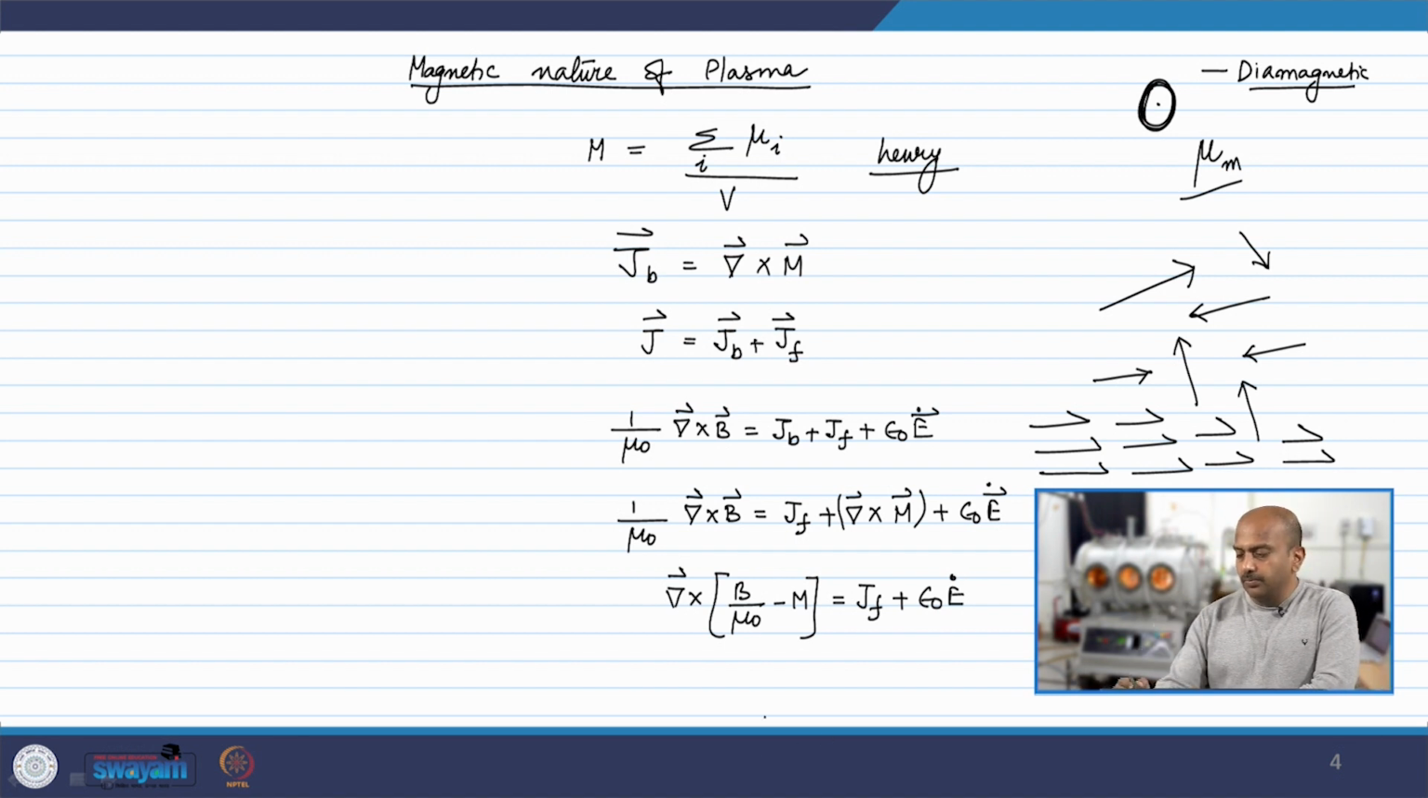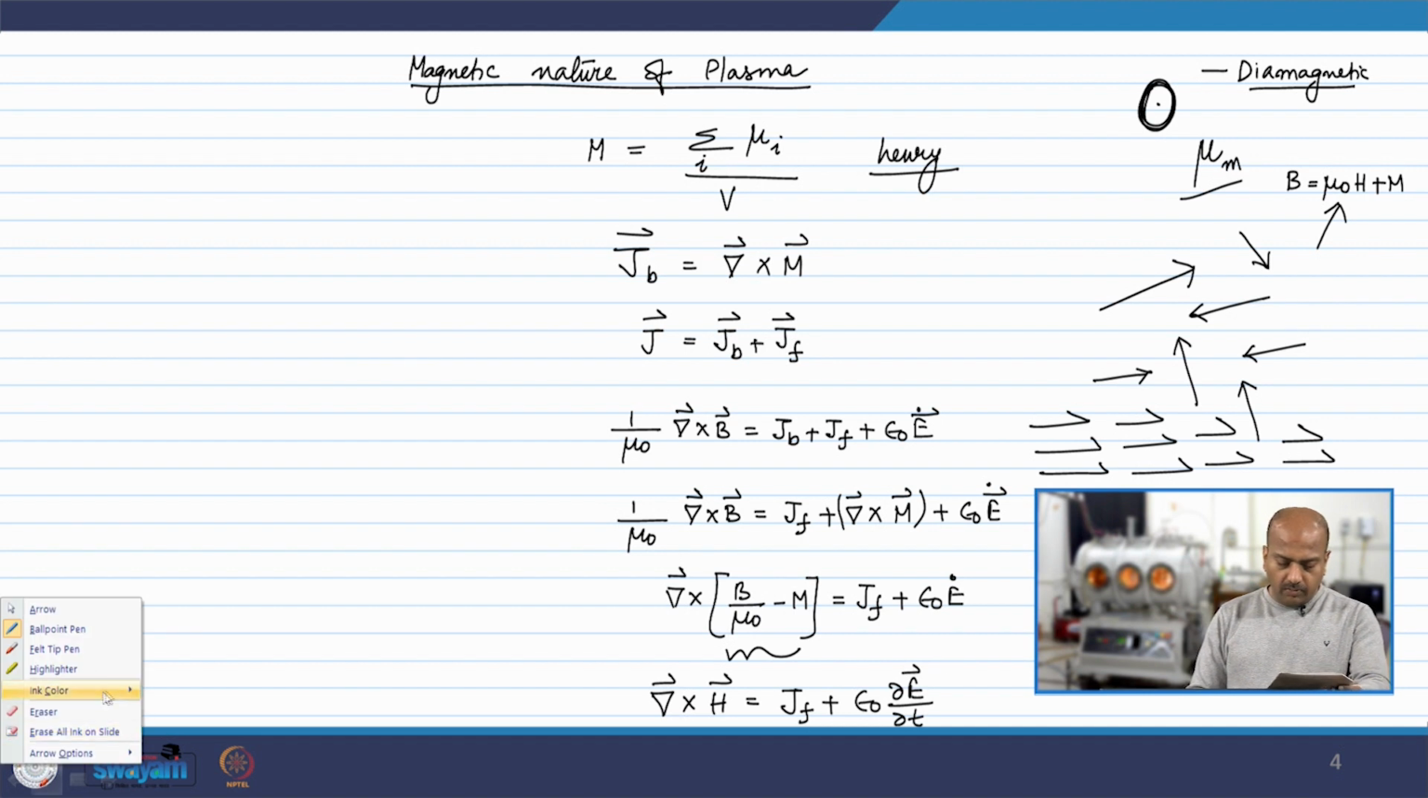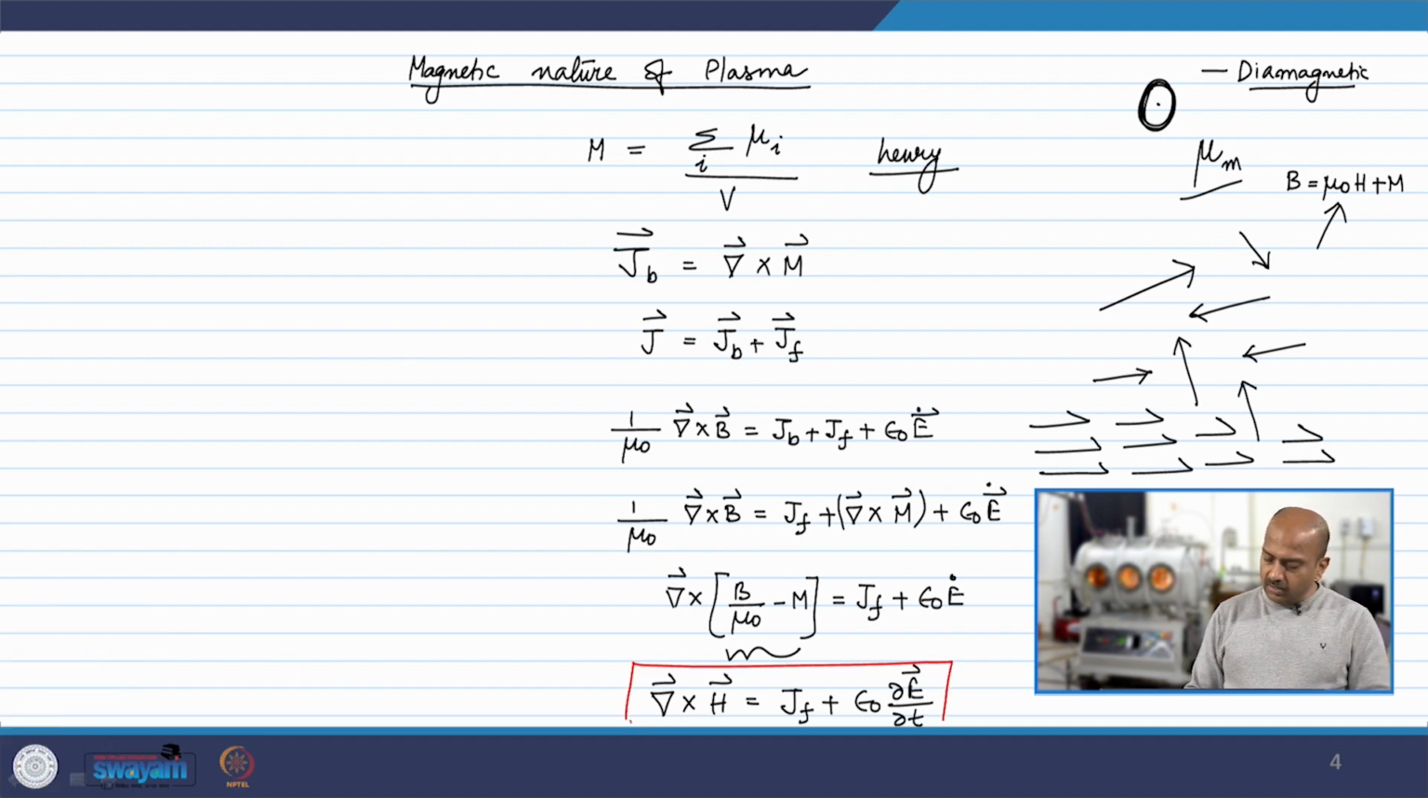We know from earlier discussions that B is equal to mu naught times (H plus M), right. So, using this, we can write it as del cross H is equal to Jf plus epsilon naught dou E by dou t. So, this is a very important expression that we have. Now, this expression has the effects of bound as well as free current densities, right.